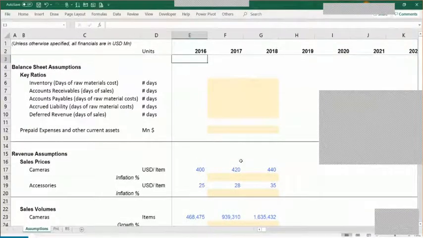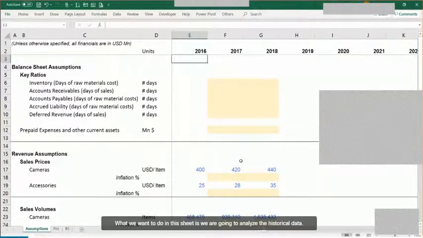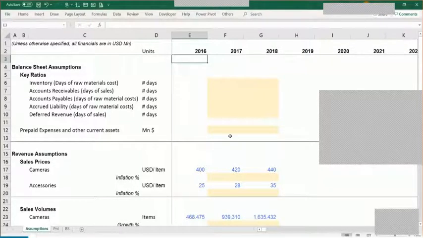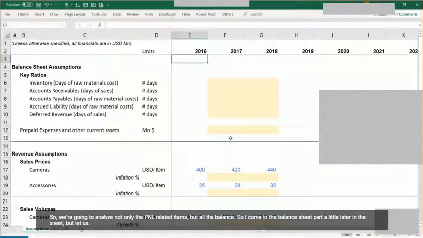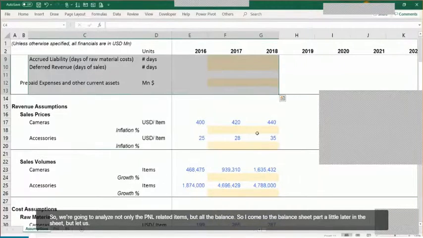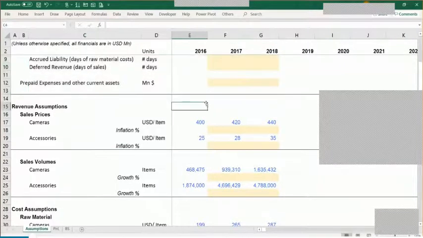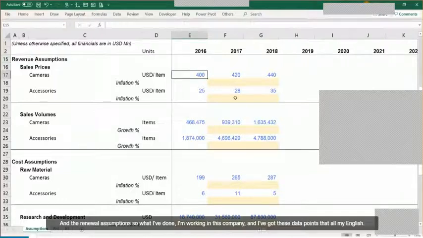What we're going to do in this sheet is analyze the historical data points. So we are going to analyze not only the P&L related items but also the balance sheet related items. I'll come to the balance sheet part a little later in this sheet, but let us first start with the revenue assumptions.